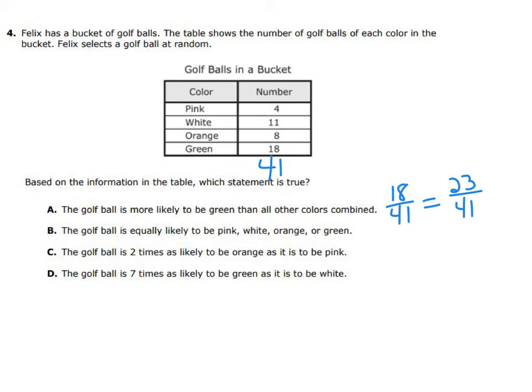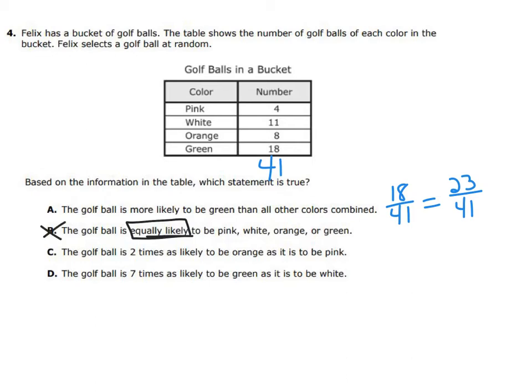The next one is saying the golf ball is equally likely to be pink, white, green, or orange. Well, the only way this would be true is if all the colors have the same number of golf balls. That's why it would be equally likely. So then we know B is wrong.